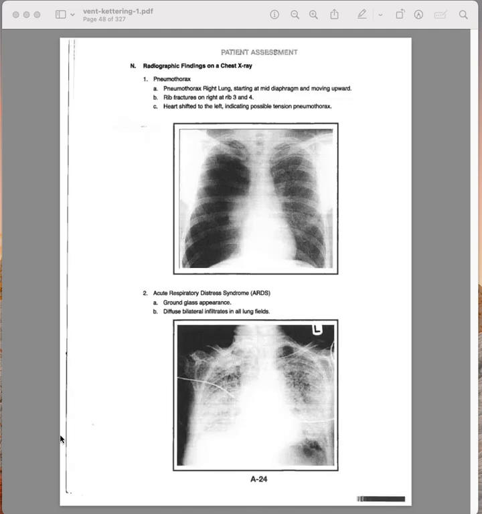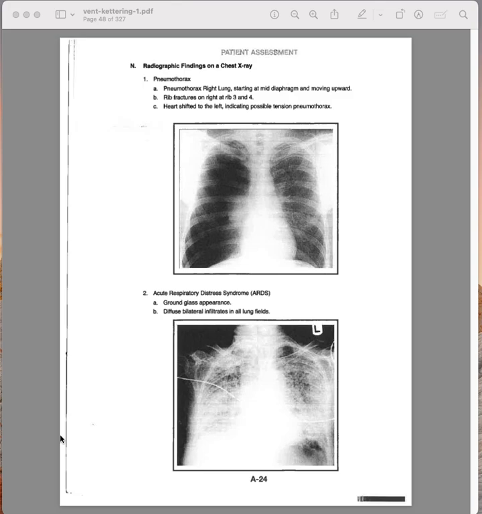A24. Radiographic findings on chest X-ray. Number 1 is pneumothorax. Pneumothorax of the right lung, starting at mid diaphragm and moving upwards. Rib fracture on the right at ribs 3 and 4. Heart shifted to the left side, indicating possible tension pneumothorax.